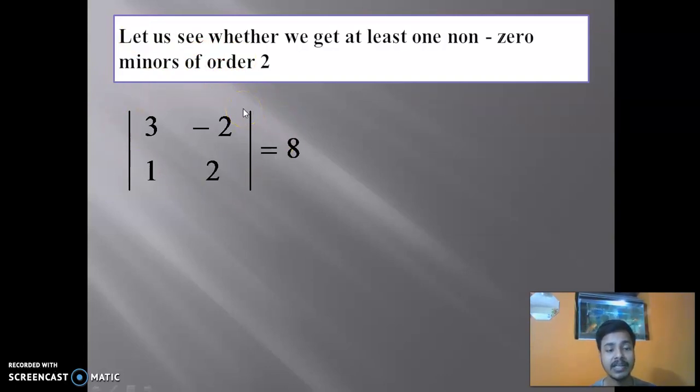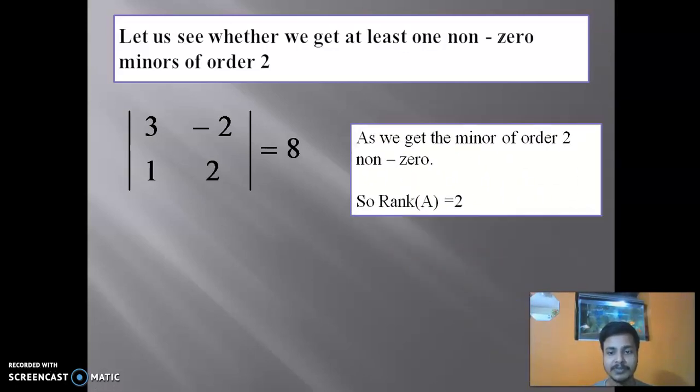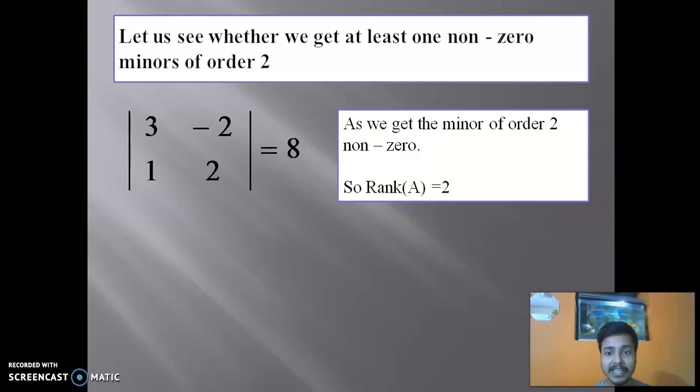Don't waste your time finding all the minors. You have to take all the minors if the values keep coming 0 and 0. And if you get one minor to be non-zero, that is well and good. That is what we want for the rank. So as you can see, the minor of order 2 is non-zero. So what is the rank of this matrix now? The rank of this matrix is 2. Why? Because we get a minor of order 2 that is non-zero.